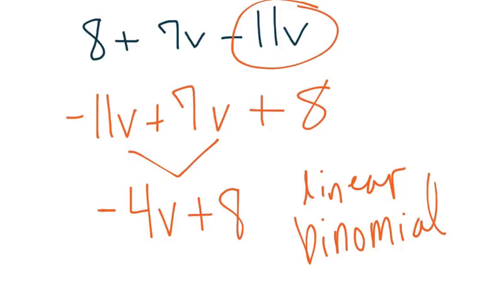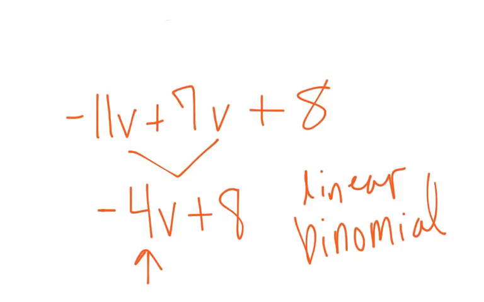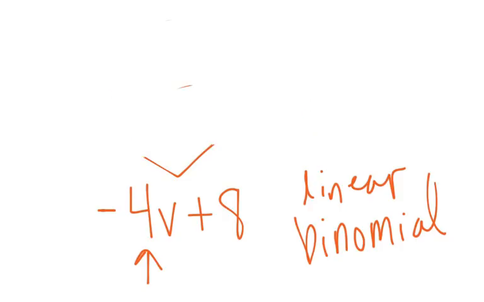Why is it linear? Well, it's got a slope of negative 4, right? If we had a y equals added to it, we could easily graph it. So this is called a linear binomial. I'm going to do a couple more of these with you, so bear with me for a second while I erase this. And make sure that everything I write, you're writing. You want to be able to refer to these notes again.